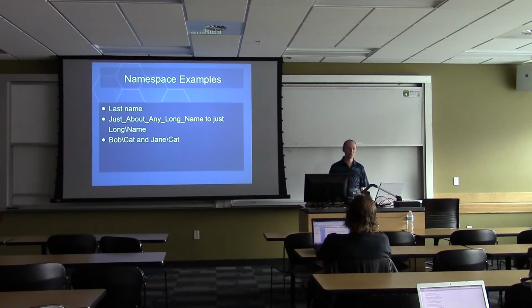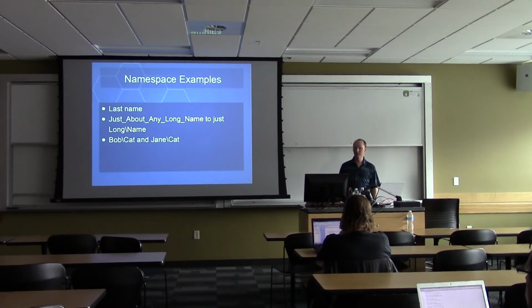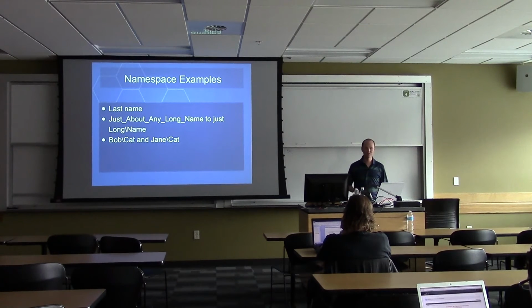Bob/cat and Jane/cat would be an example of how you break those apart and modularize your code. You have two classes named cat, but both Bob and Jane can use them because the namespace breaks them apart from each other. Any other questions about namespace? Namespace again is very helpful. If you're not using them, go ahead and start using them if you're on PHP 5.3 or further. Extremely helpful. Generally speaking, use them on every single class.